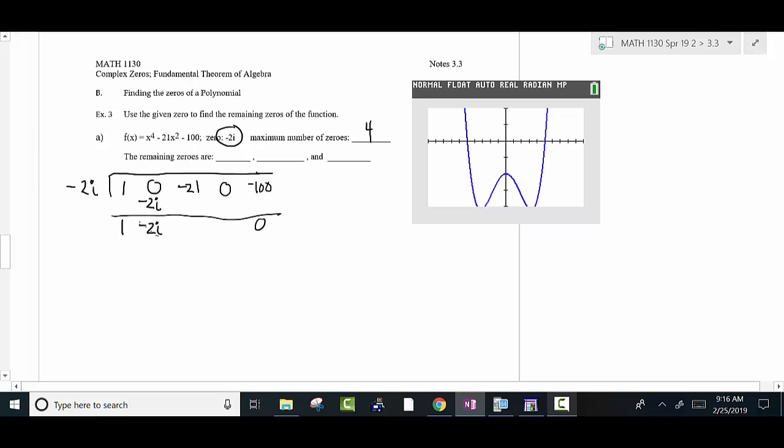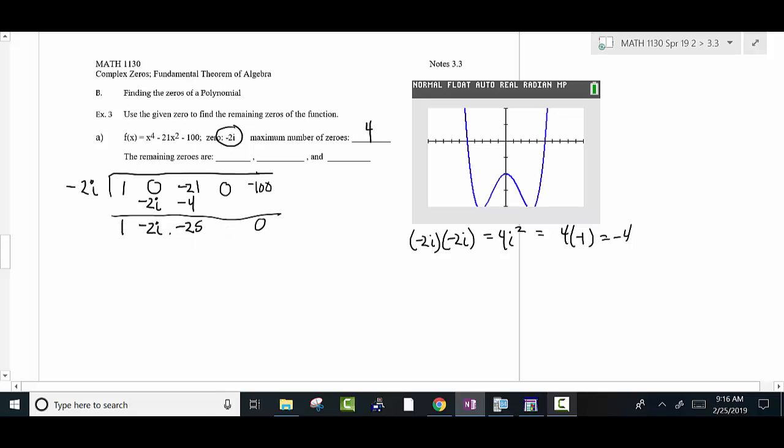So if I do negative 2i times negative 2i, and you can do this all in your head, I don't care, this would be 4i squared. What's 4i squared? That's negative 4, right? Okay, so that will give you negative 4 like that. When i squared pops up, remember that becomes negative 1. Okay, add the column, that's negative 25.